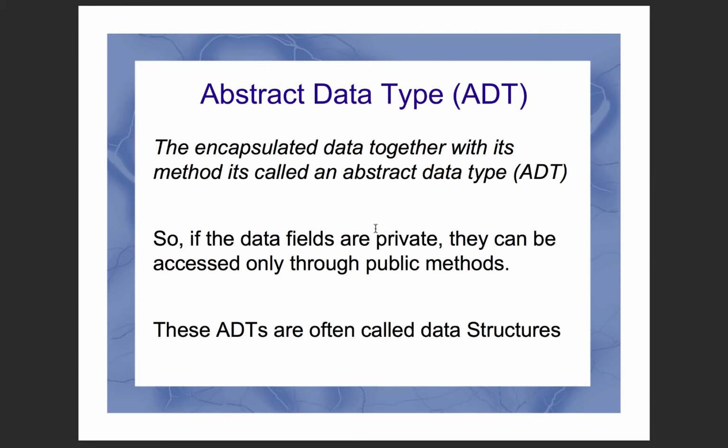The encapsulated data together with its methods is called an abstract data type. So here we have seen that an abstract data type can have some encapsulated data, and it can have some methods also, which can be private too. If the data fields are private, they can be accessed through public methods, which we have seen in our account deposit example. So this idea is saying that we will have an abstract view of the complex things.